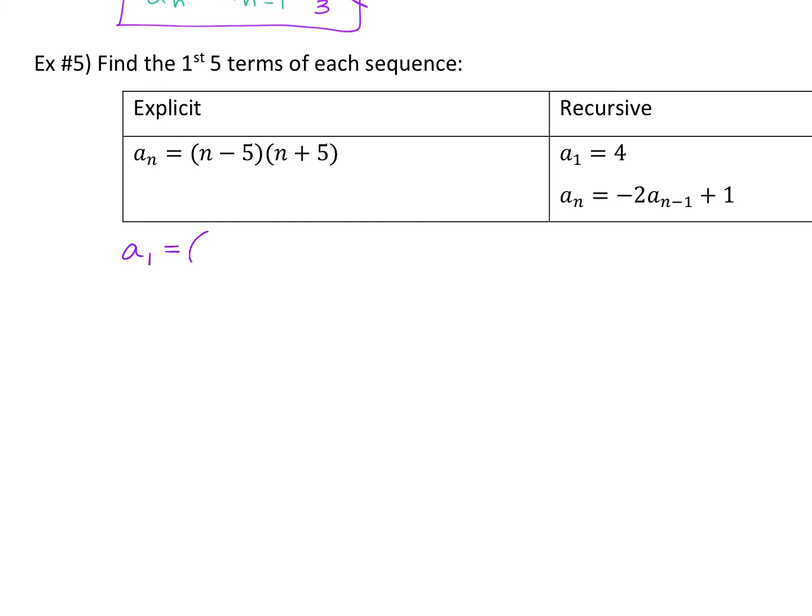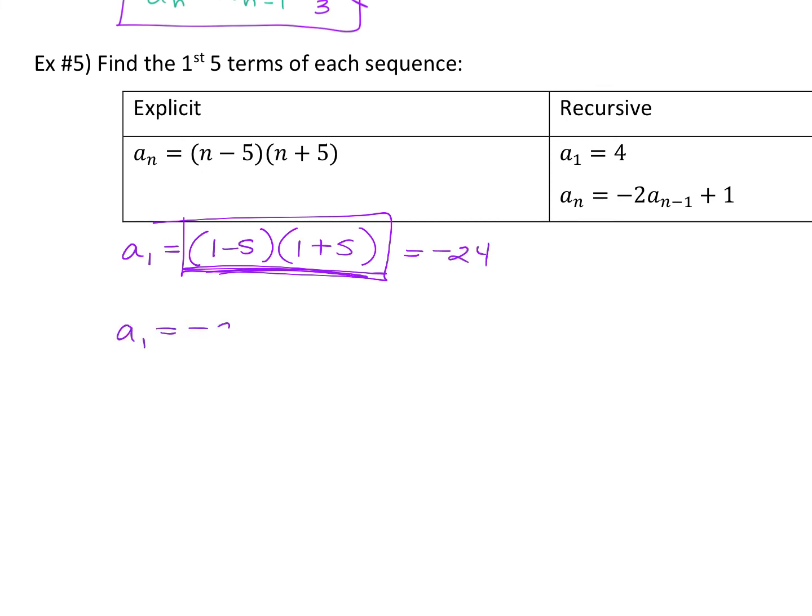A sub 1 equals, so you're plugging in a 1 for n. So 1 minus 5 times 1 plus 5, okay? Now, if I were you, plug into your calculator exactly this. I know you can do it in your head. Don't. You're just creating more work for yourself if you try to do the mental math every time. Put the parentheses, 1 minus 5, parentheses, and then parentheses, 1 plus 5, parentheses, okay? So you should see that setup in your calculator. You get what? Negative 24. So a sub 1 equals negative 24.